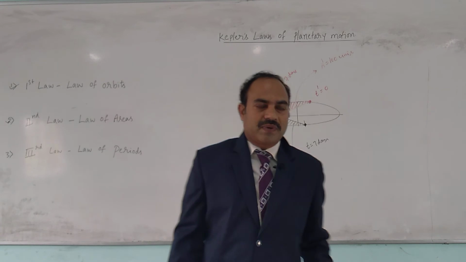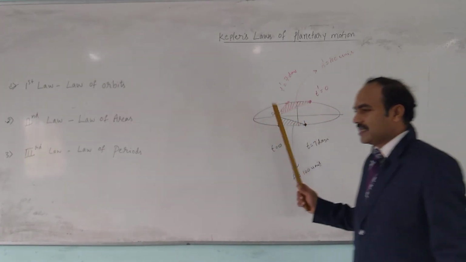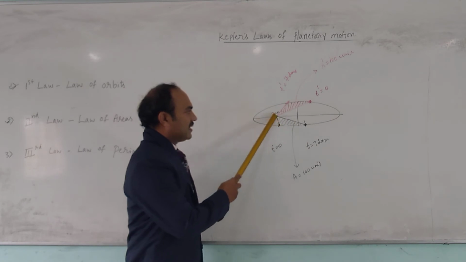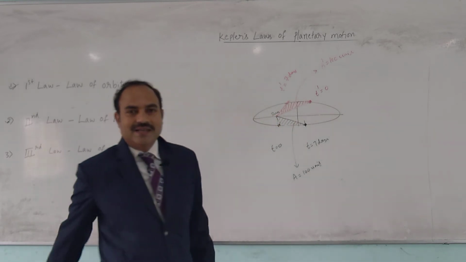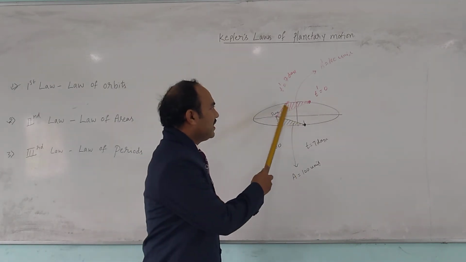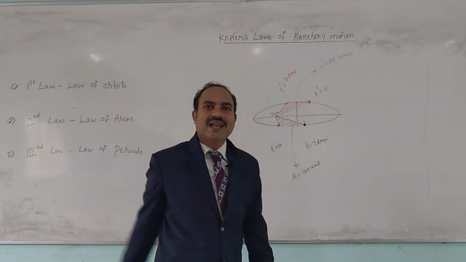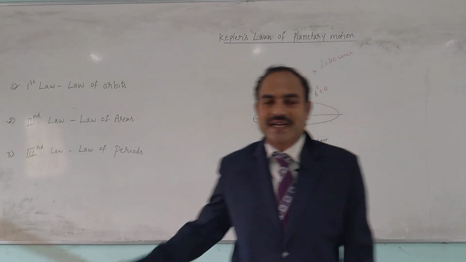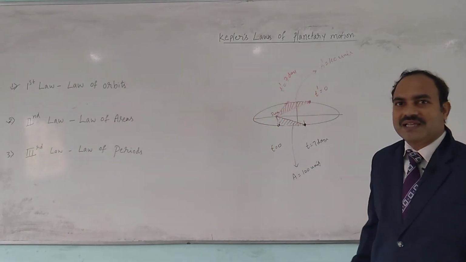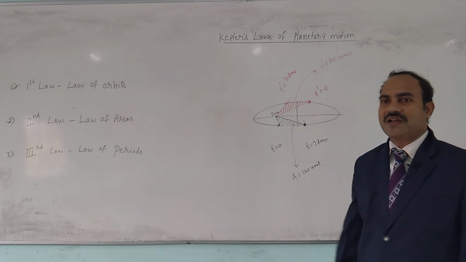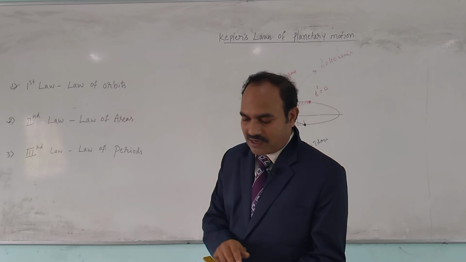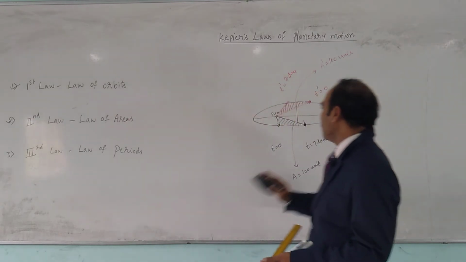So what is Kepler's second law? The radius vector joining the sun to the planet, here is the radius vector, sweeps out equal areas in equal intervals of time. This is nothing but Kepler's second law. This is also called the law of areas.